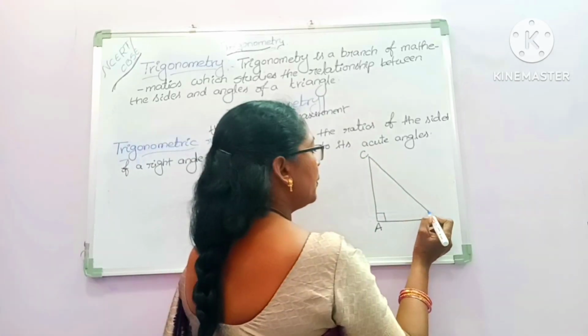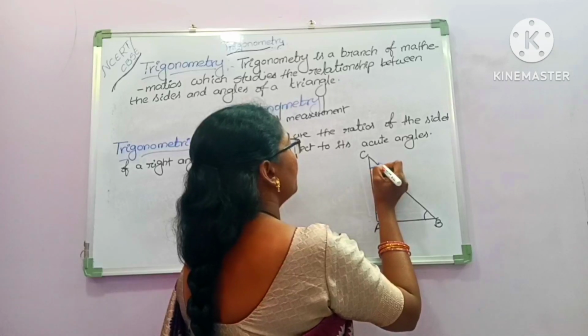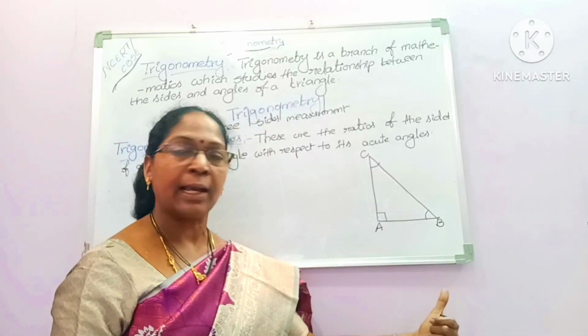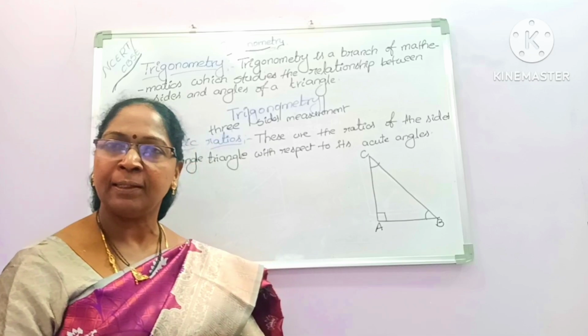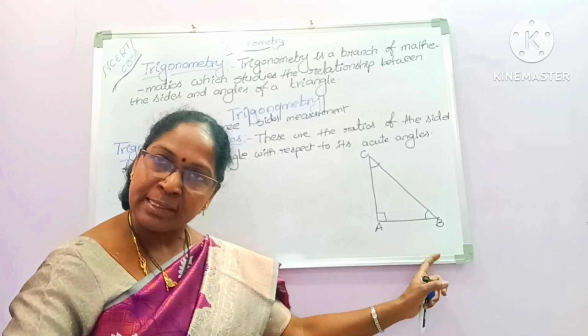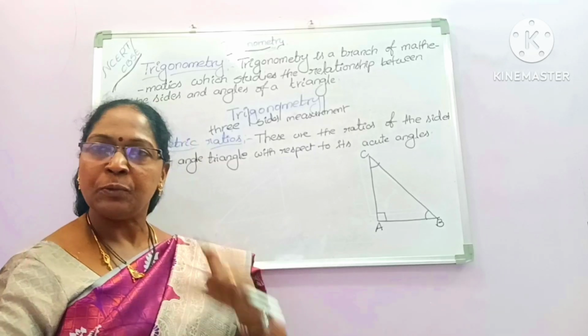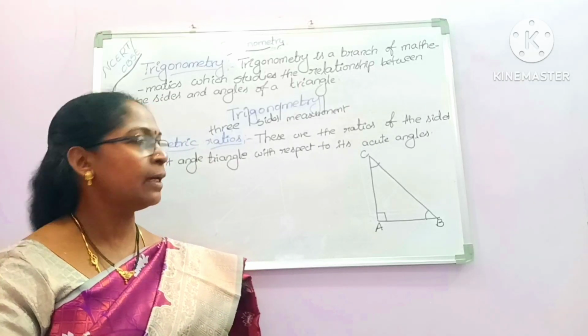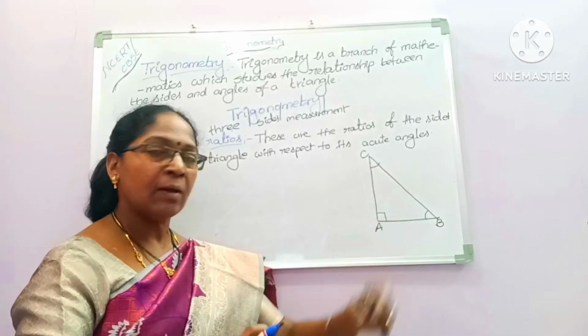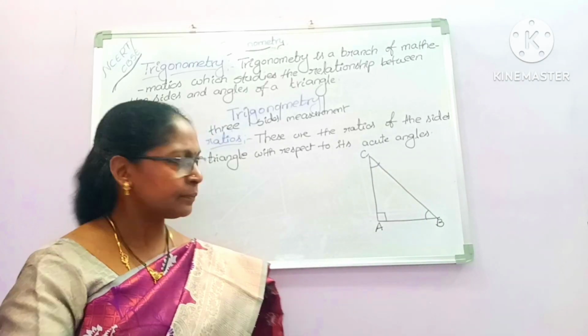Here also two angles will be formed. Those two angles we call acute angles. Acute is nothing but less than 90 degrees. If the angle is less than 90 degrees, we call those angles acute angles. How can you say B and C are acute angles?